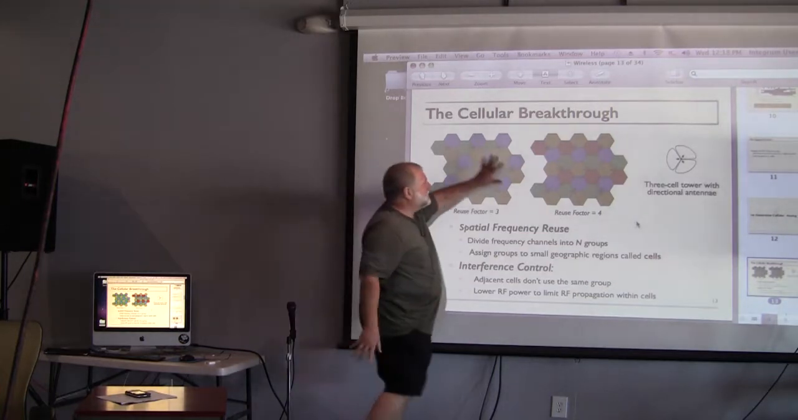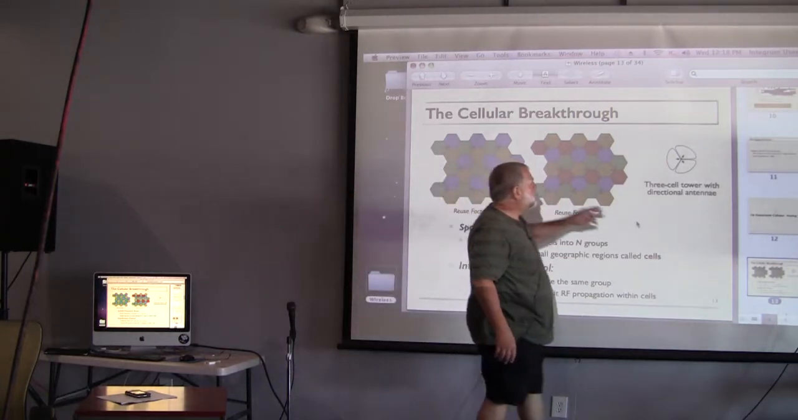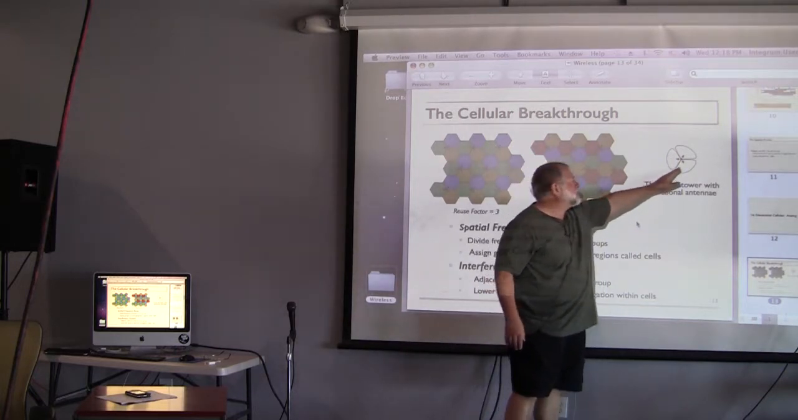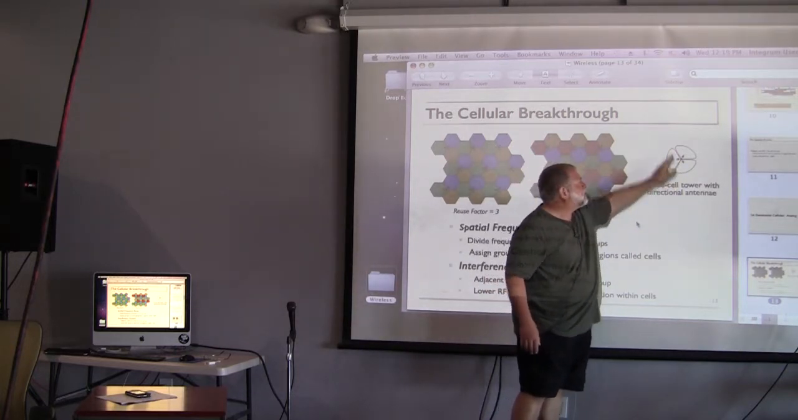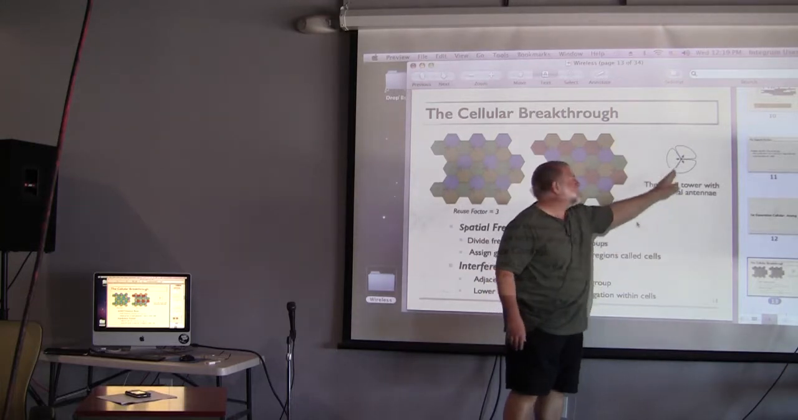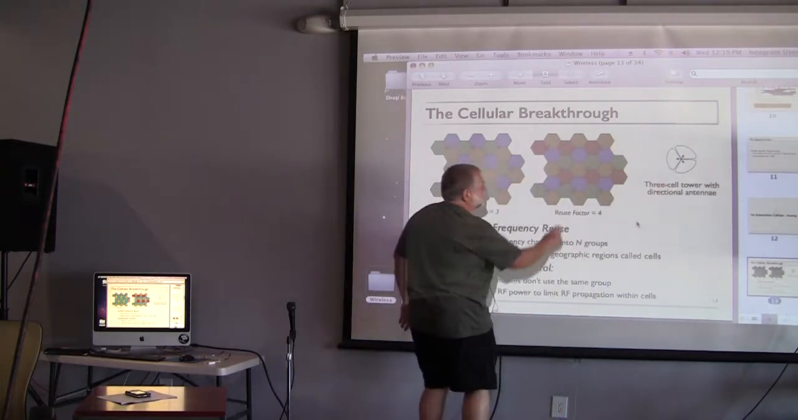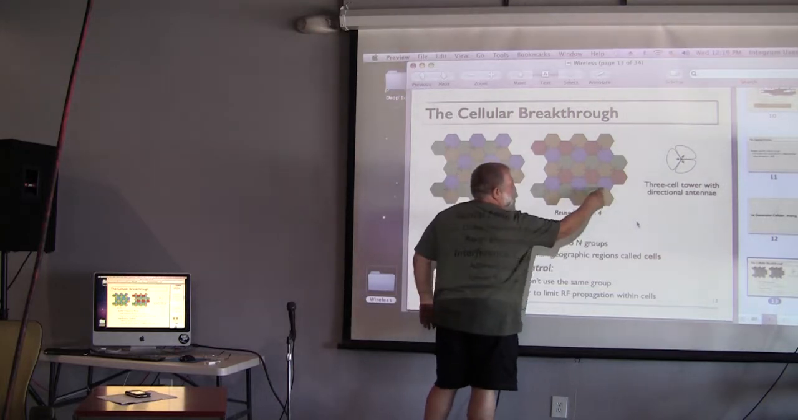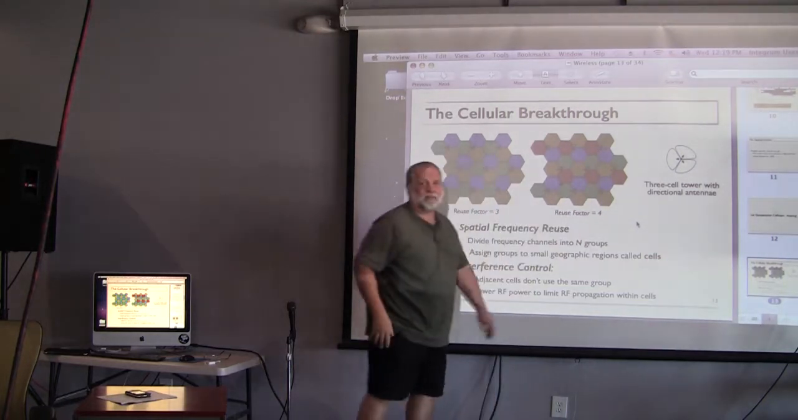And a little detail here is that a tower actually serves 3 cells. They have these things called sectors, and this is supposed to show the antenna pattern of each of the sectors. So you can see this is a tower serving 3 different cells, and here's a tower serving 3 different cells, like so.